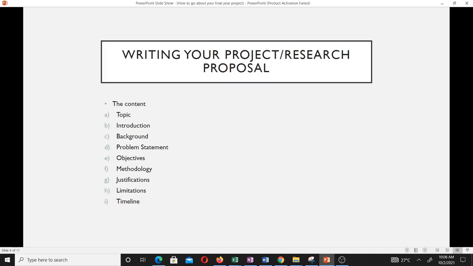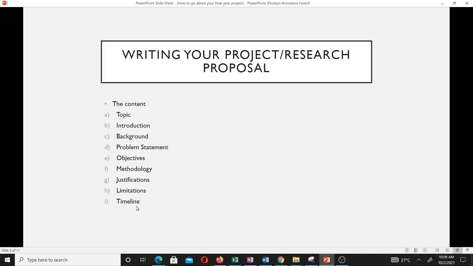So give the reasons why you think that methodology, the steps that you have outlined, is the best for the problem you want to solve. Then your limitations. Your project or your research can't solve everything, right? It will have some limitations, so you outline them.